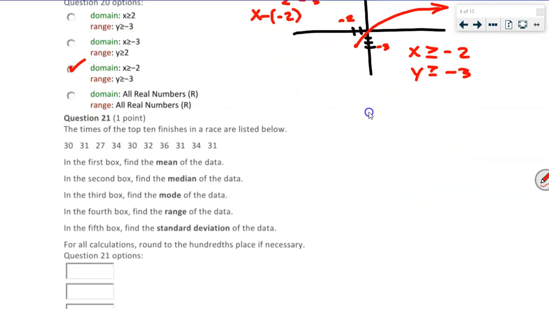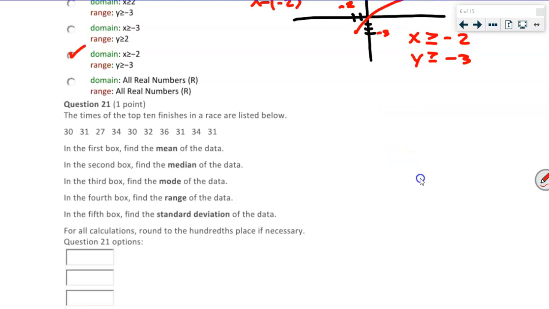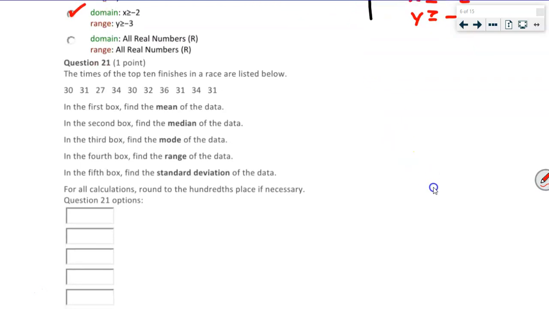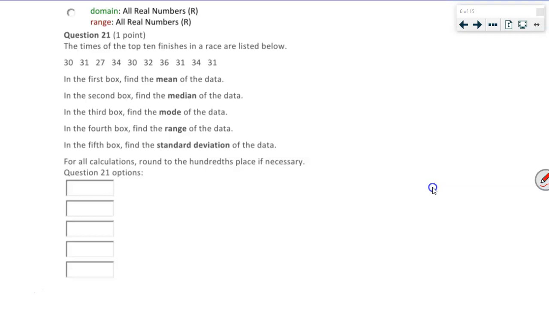Number 21 says the times of the top 10 finishes in a race are listed below. So with this particular problem, what you guys want to do is go to your calculator, push stat, then push 1, and you're going to get to where it's L1. Then you're going to put your data, all of these numbers, in the calculator, okay? That's what you're going to do.